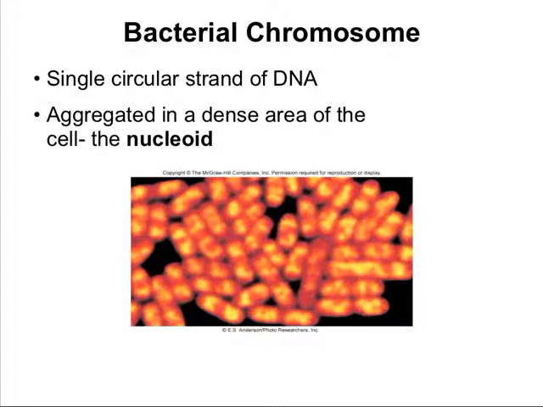Bacterial chromosomes, as you're familiar, are single circular strands of DNA. They're long strands of regular double-stranded DNA. It's just one single molecule as opposed to paired molecules that we see in the human condition. They have one single circular chromosome, whereas we have 23 different pairs of chromosomes.